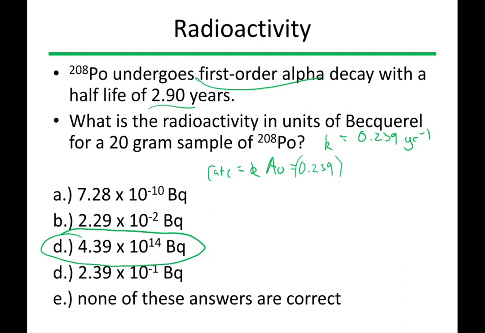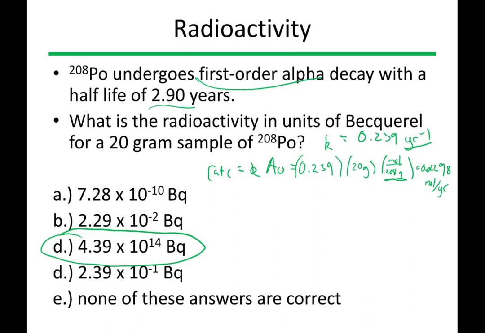0.239. And for our initial amounts, since this is going to be in moles, we want to convert the mass. So that's 20 grams. And the molar mass for polonium-208, since it's given there in the mass number, we can use 208 grams per mole. And that gets us about 0.02298. This is an approximate mass, but this is close enough for this problem. And the units for this, again, would be moles per year, since our rate constant was in years to the minus 1.